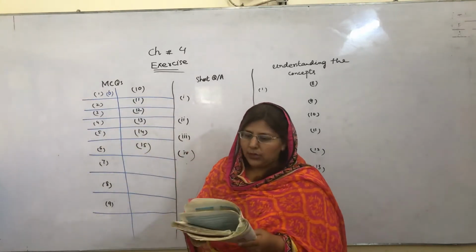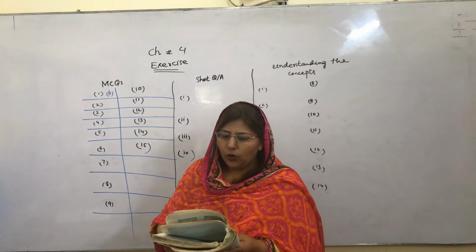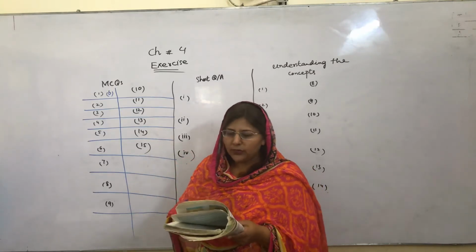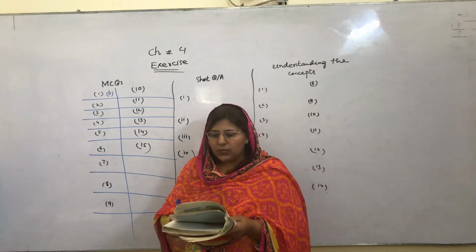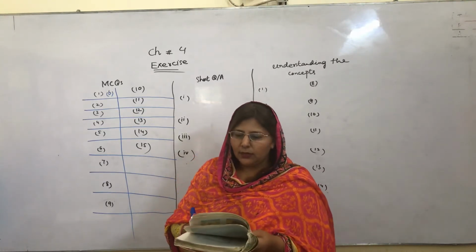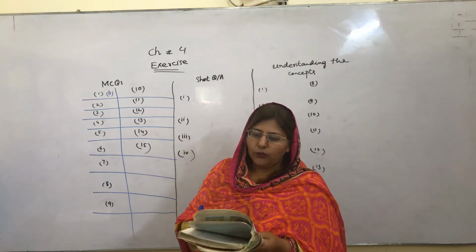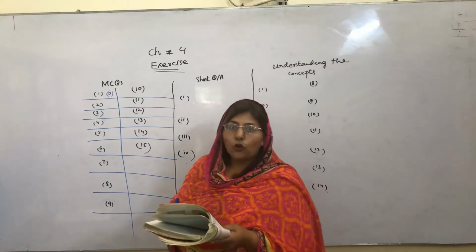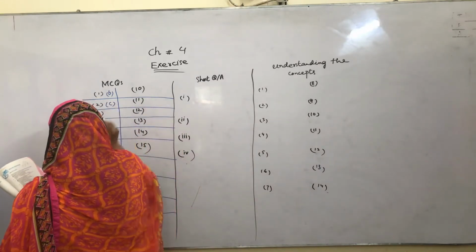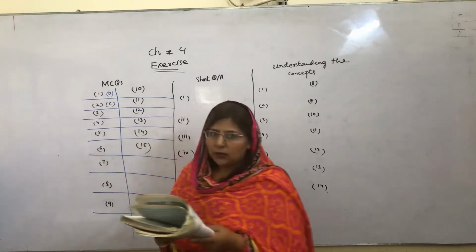Question number 2, there are dash micrometers in 1 millimeter. Options are 10, 100, 1000 and 1 over 1000. So the correct option is C part, 1000.